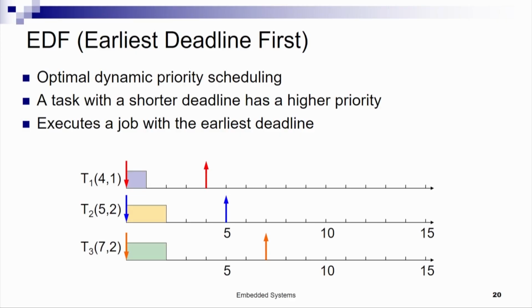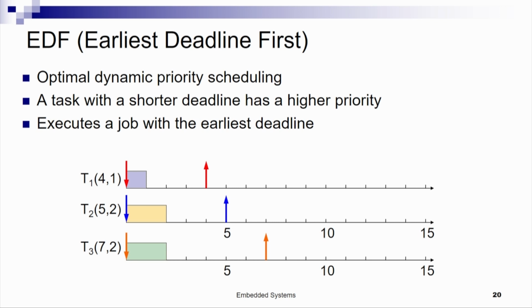Okay. With this discussion of response time, we now move to the next algorithm, which is earliest deadline first. Earliest deadline first is an optimal dynamic priority scheduling algorithm. So, we have to see why it is optimal and what we mean by being dynamic priority. It is an online algorithm, that means the decision for the order of task execution is taken at runtime.